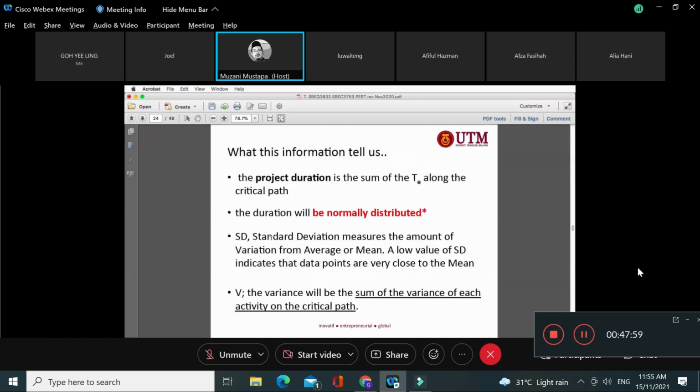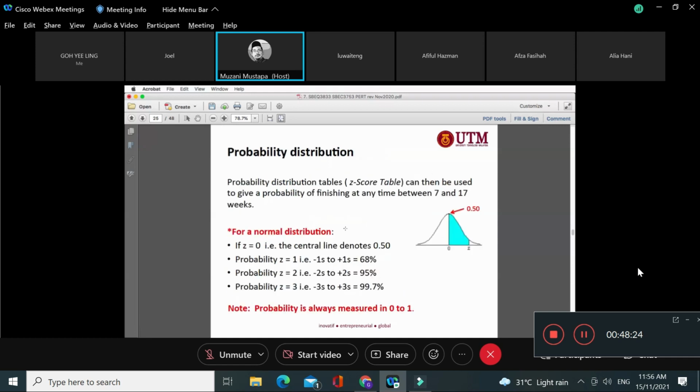Okay, so this is a summary of what I gave you just now. Duration is normally distributed. It means we put a 3-time estimate earlier, we calculate the TE, and after that we plot the critical path. For the critical path we still do it in a distribution, a normal distribution. So we get the time to be normally distributed. Okay, next topic or next subtopic is we use this particular bell curve again.